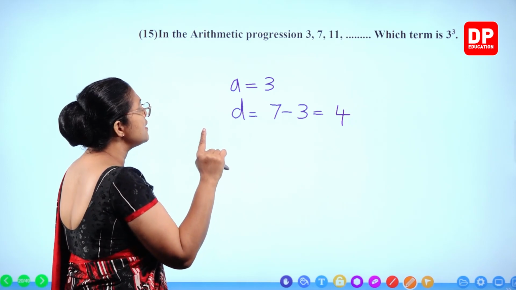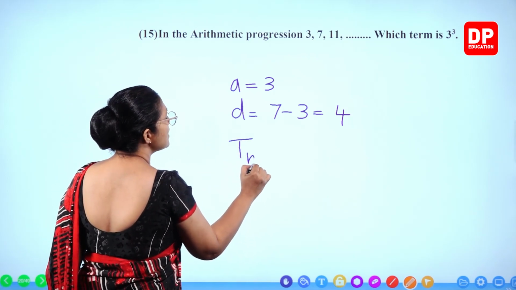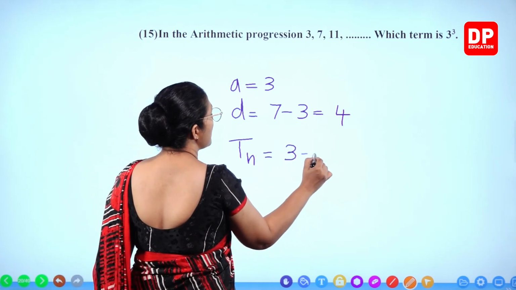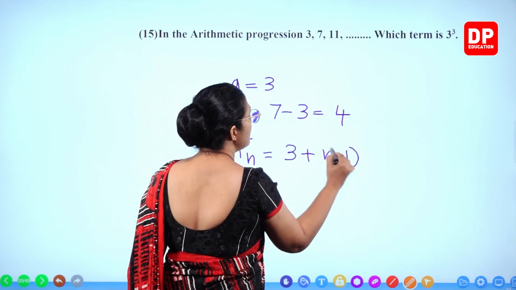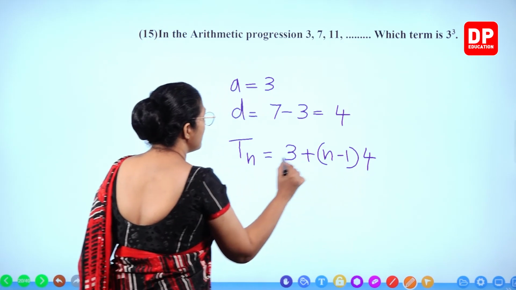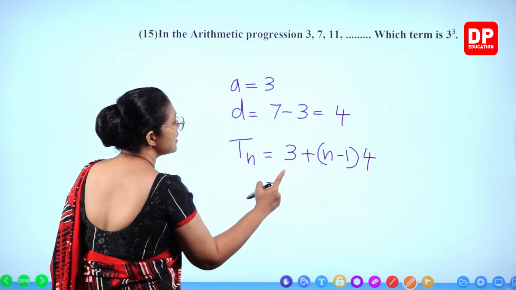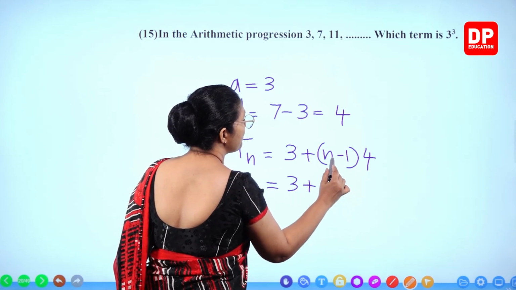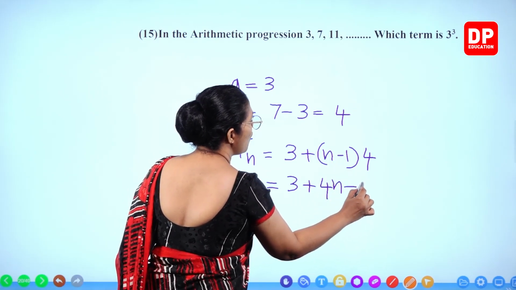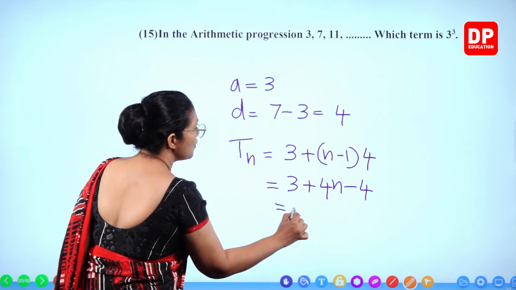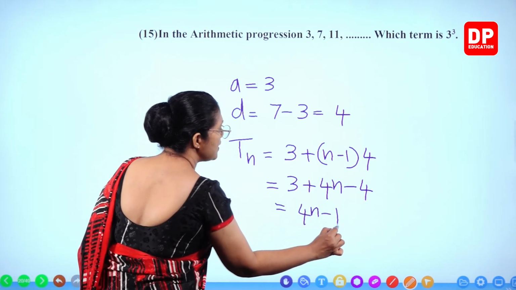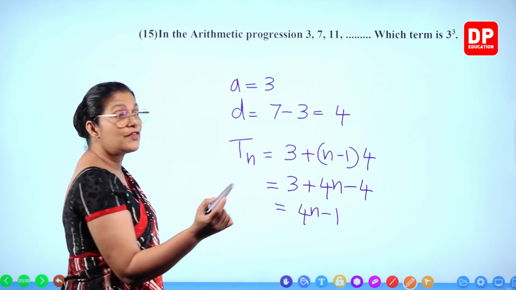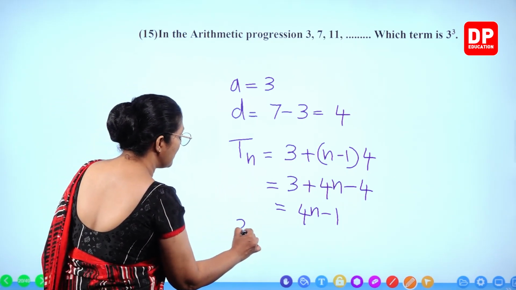So what is the nth term? Tn equals first term plus (n minus 1) d. So when you simplify, you get 3 plus 4n minus 4. Then you get 4n minus 1 is the nth term. Now which term is 3 to the power 3? 3 to the power 3 means 27.